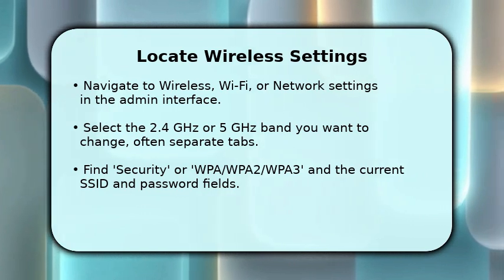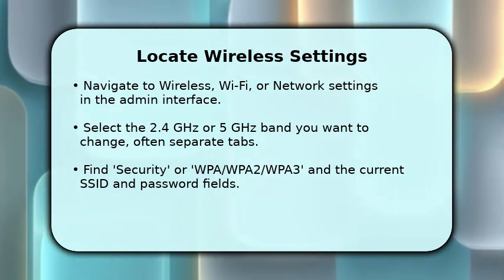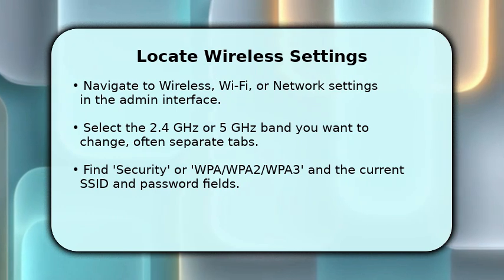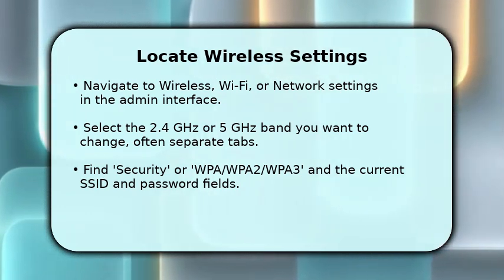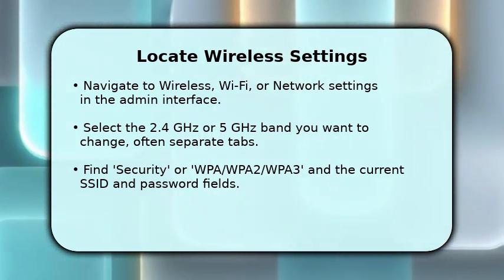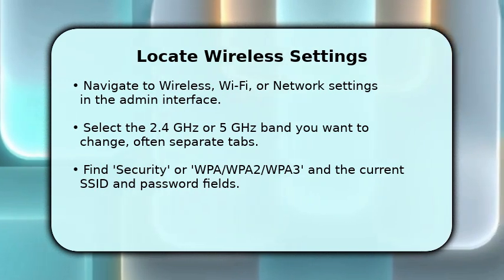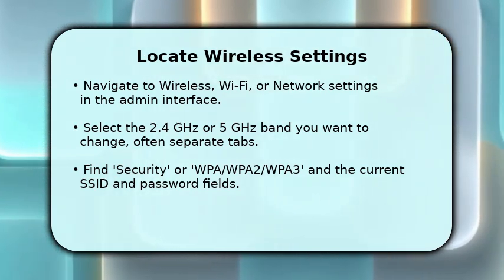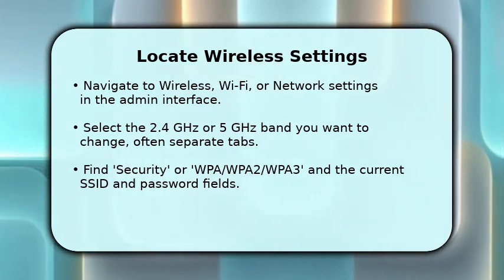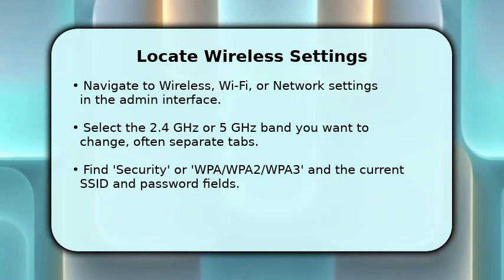Now locate the security area where SSID and passphrase appear. Change the SSID only if you want a new network name and enter a strong password. Use at least 12 characters mixing letters, numbers, and symbols so devices reconnect securely. Save settings to apply changes.